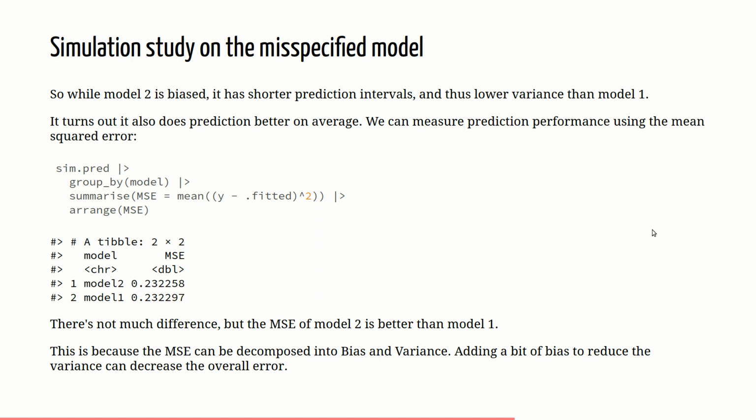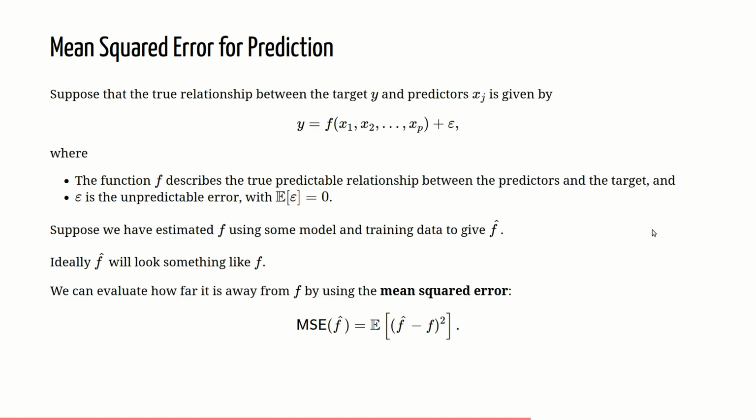And this happens in practice, not just in simulation. The idea is because the mean square error for prediction essentially breaks down into bias and variance. And so by increasing one of those things, you might decrease the other such that you overall improve the mean square error. Okay, so this is the idea with mean square error.